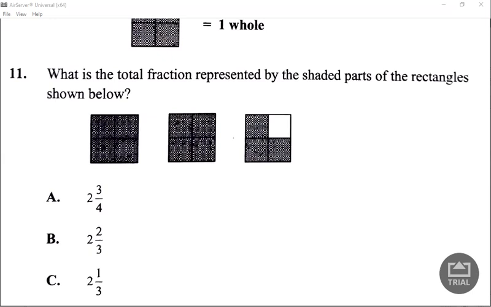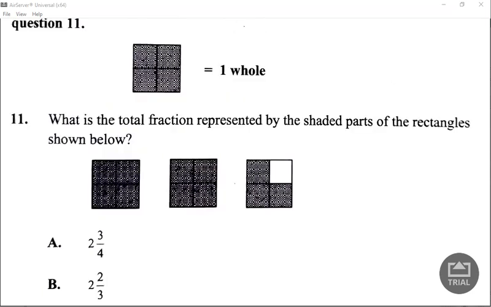So here they did say this is one whole. So this is one whole, which gives us 2 whole. Now out of this, we have 3 out of 4. So it's 3 out of the 4, which leaves us with A.